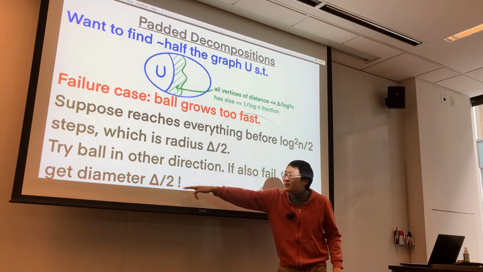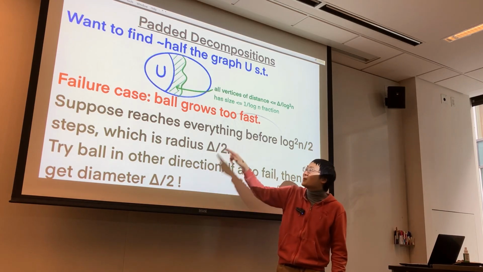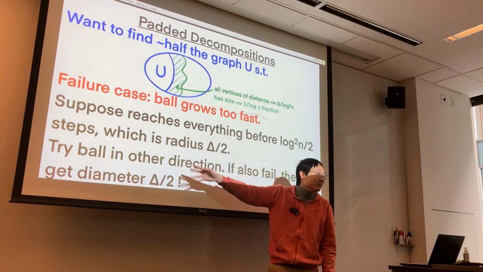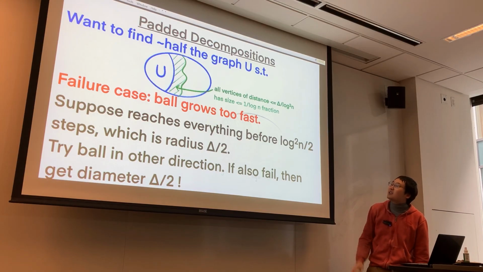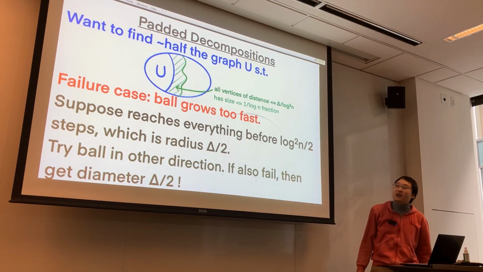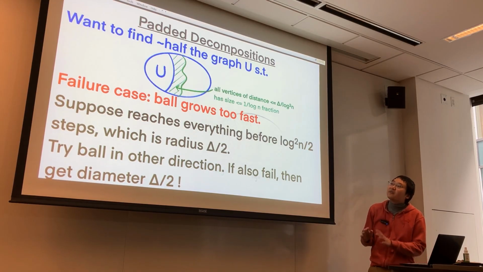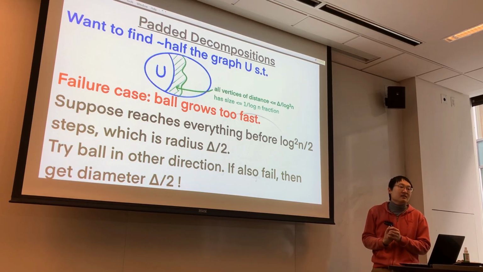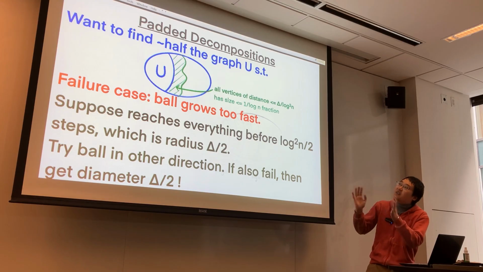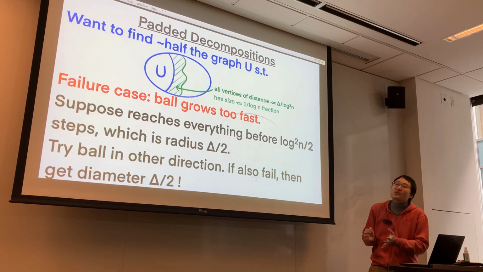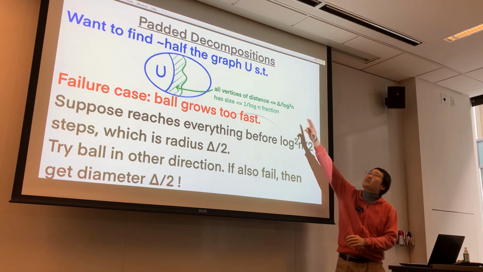I think I failed with the parameters here. This is probably delta over 4, so you can multiply by 2. But these are just constants. You can fudge them however you want. This is probably just 4 here. So the point is that the failure condition gives you a small diameter piece. If you fail to grow the ball in both directions, then you have a small diameter piece, which is also progress, because the goal is to reduce the delta.